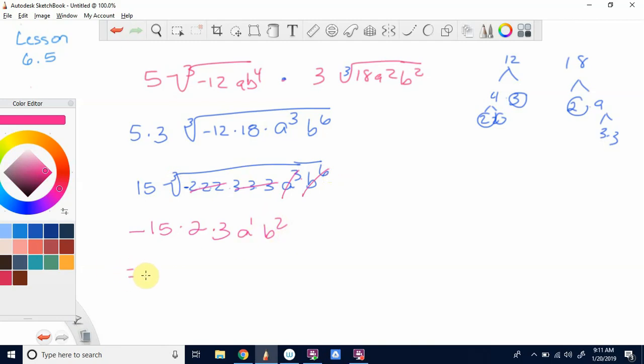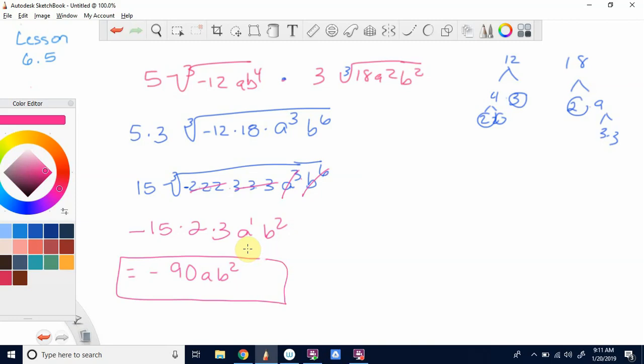So now all I have to do is multiply this. So I get negative 6 times 30, which is negative 90 ab squared. That is your answer. Okay, pause this and do guided practice 3a and 3b.